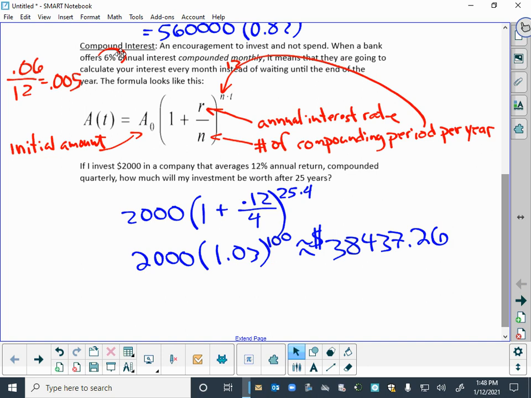Now, the cool thing about that is that I only invested $2,000. You may look at it and say, well, $38,000, it's not like I can buy a Lamborghini in 25 years with that. But all I ever did was put $2,000 down and wait. I never put any more money in. All I did was, when they calculated the interest, I let them keep the interest and add it to the balance in my account. Okay? And so this is almost 20 times the amount of money that I started with.